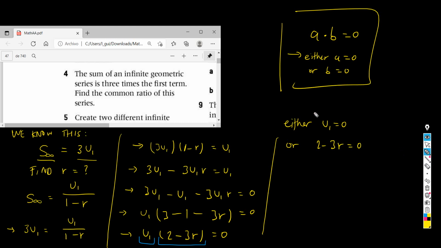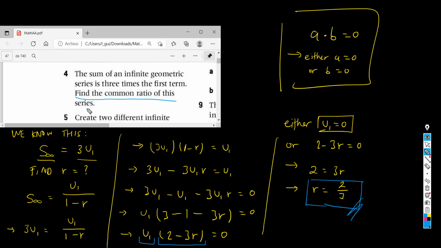is 0. And when you solve either of these equations, well, this one is already solved: u1 equals 0. And when you solve this one, you get that 2 equals 3r, and in the end, r equals 2/3. That's how you find the ratio, by this process of reasoning. That's what they asked you: find the common ratio of this series. Here it is, it's going to be 2/3.